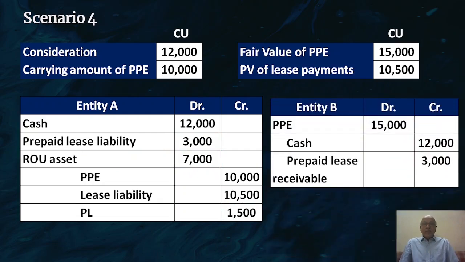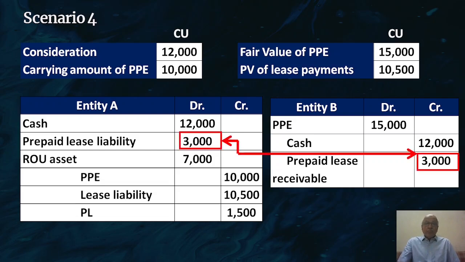For entity B, PP is 15,000. Initial carrying amount is the fair value. He pays cash how much? 12,000. Balance 3,000 is prepaid lease receivable. So you see, what is prepaid lease liability for entity A is prepaid lease receivable for entity B. Thank you.